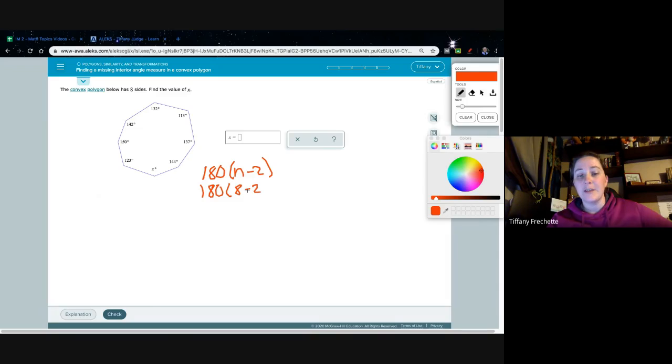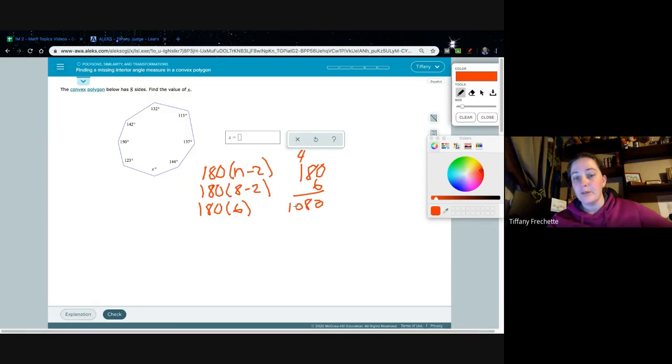If they don't tell you how many sides, if they just say find x in the convex polygon below, you would just have to count the number of sides. All right, so we have 180 times 6. They're not giving you the calculator here. You can grab another calculator, perfectly fine, or we can write it out.